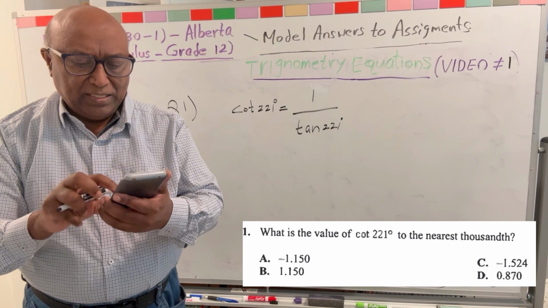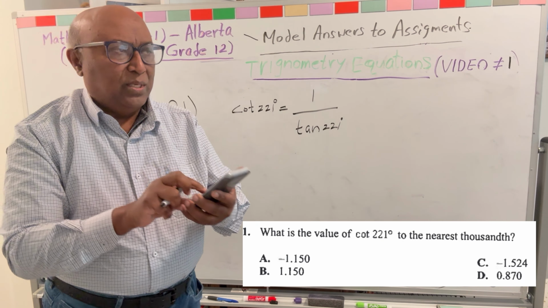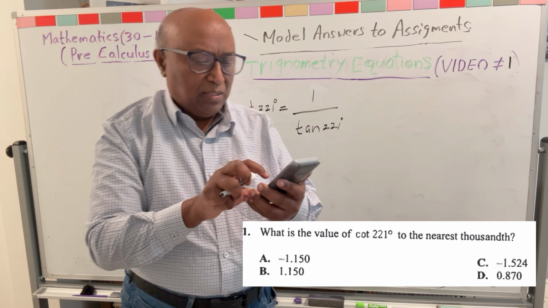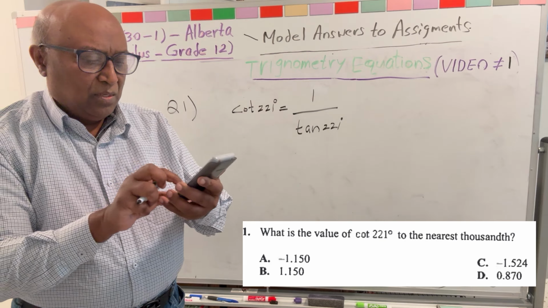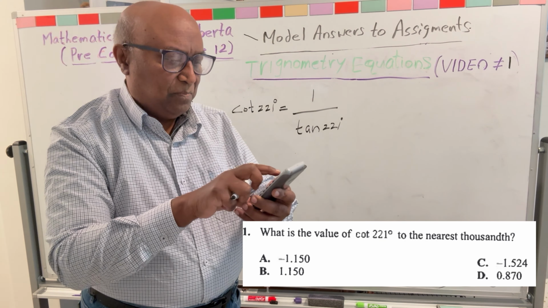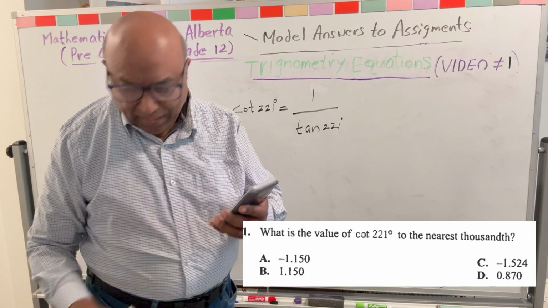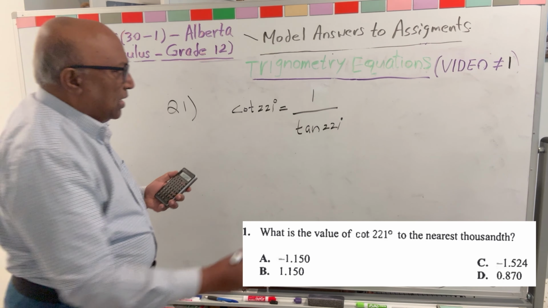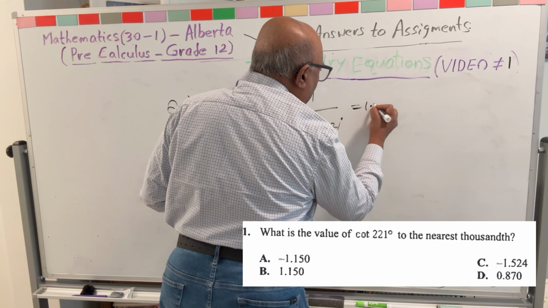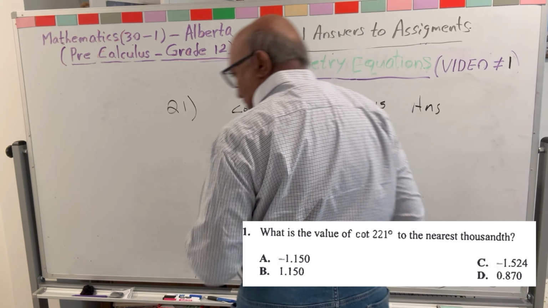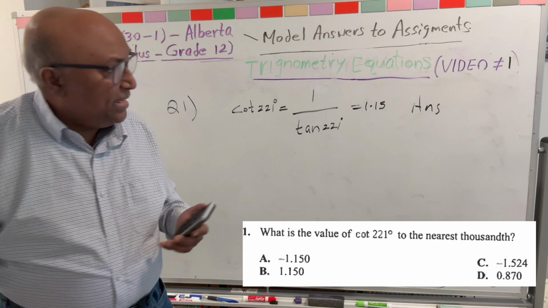Okay, let's do this. Make sure you are putting the calculator into degree mode. Then 221 tan reciprocal. Okay, you get 1.15. Answer is 1.15. Answer number is B.